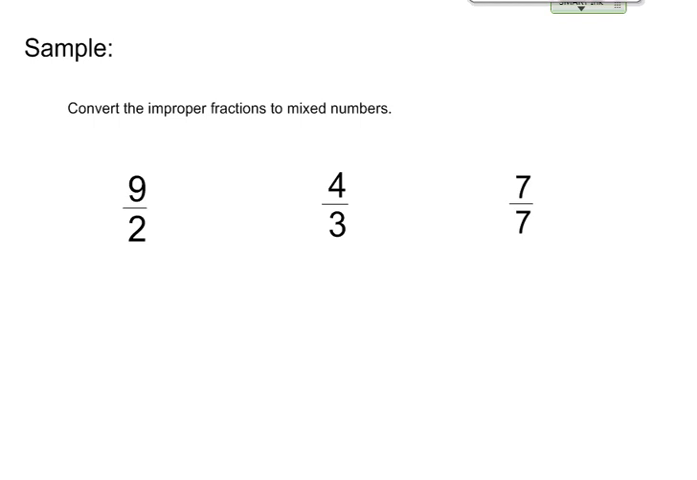All right, that is our look at converting improper fractions to mixed numbers. Here are a couple sample problems to get you on your way as you work with lesson 75.